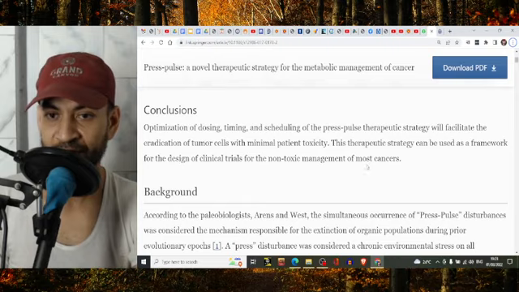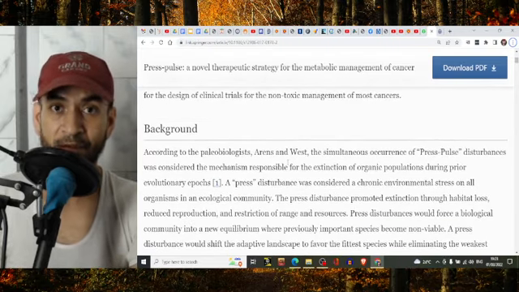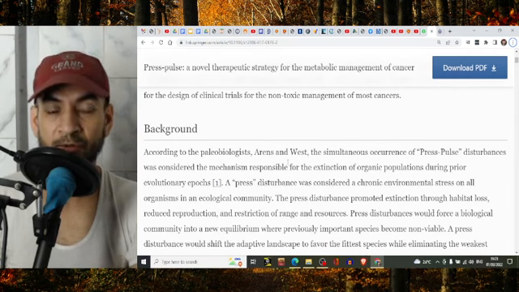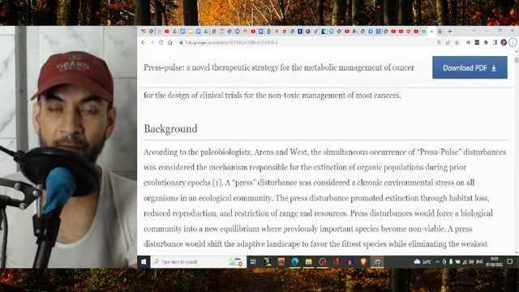This therapeutic strategy can be used as a framework for the design of clinical trials for non-toxic management of most cancers. Because this abstract part is pretty short, I'm actually going to read a bit more. So let's read the background part. This is outside the abstract. This is just the background of this research work.